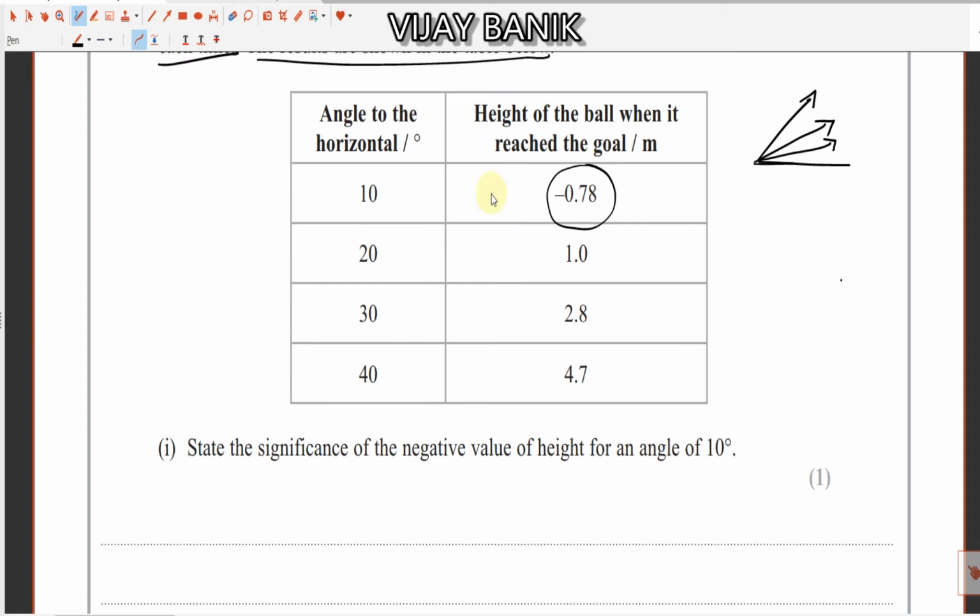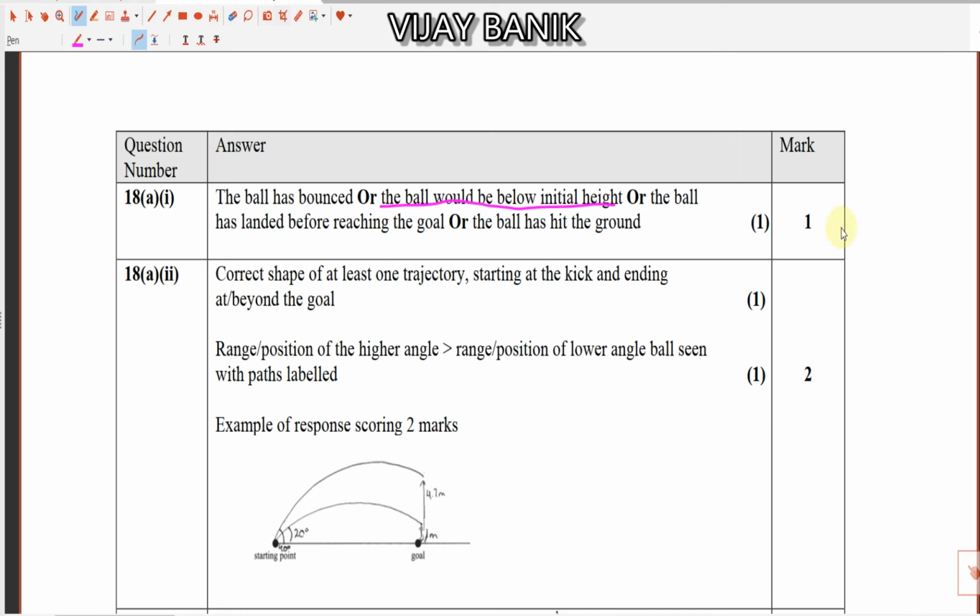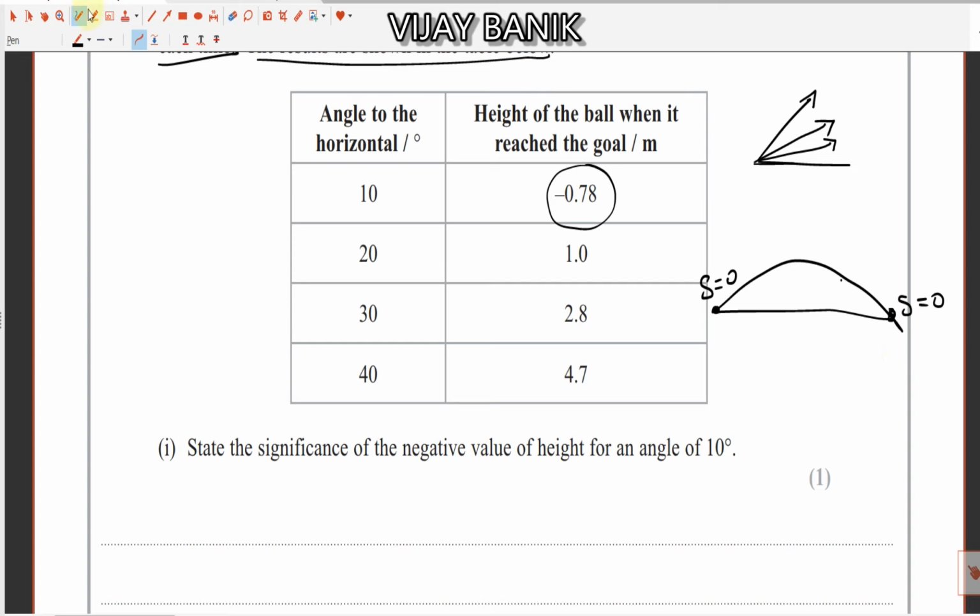Now, what is the meaning of a negative value? The negative value means the ball actually traveled below the height it was kicked from. For example, if the ball was kicked from here, it went 0.78 meter below where it was hit. So if it reached here, s would be 0 because it was kicked from here, so s is also 0 over here, and it came back, but here it went below according to this. If you see the mark scheme properly, they wrote that the ball would be below the initial height from where it was kicked. I hope you guys understood that.